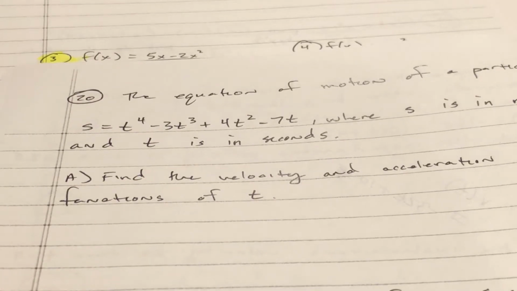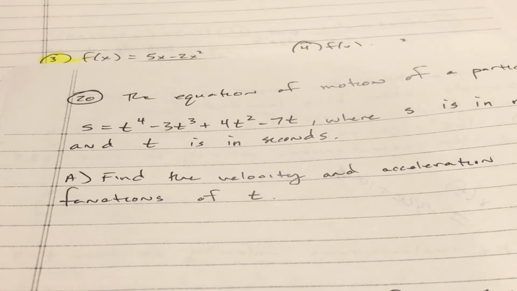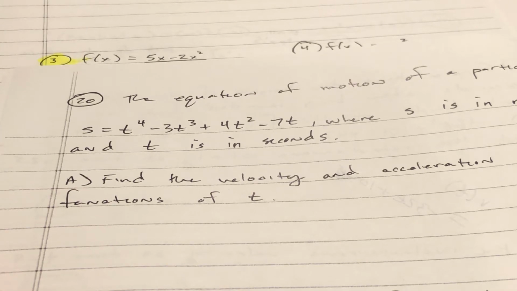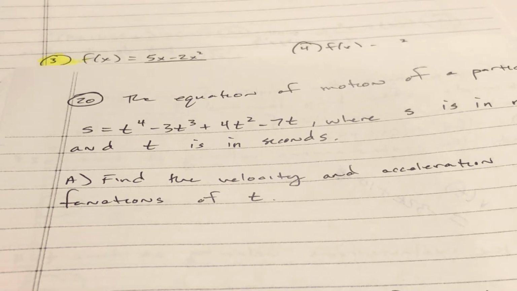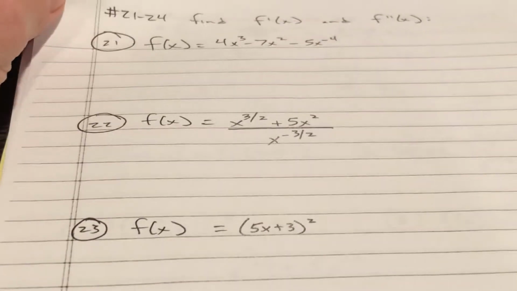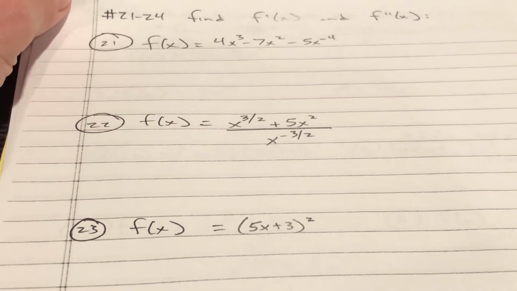On 20, all right, velocity is just the first derivative. Acceleration is just the second derivative. Find the acceleration after 2.5 seconds and that acceleration function. Plug 2.5. Find the instantaneous velocity at time t equals 3. Just plug 3 into the velocity function, which is the first derivative of s. Find the first and second derivatives. All right. 21 should be very easy.